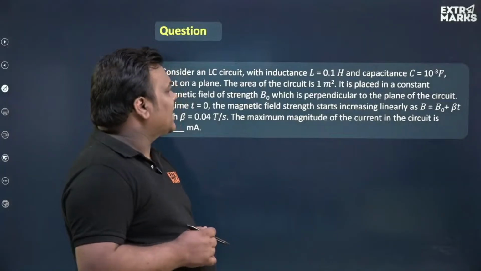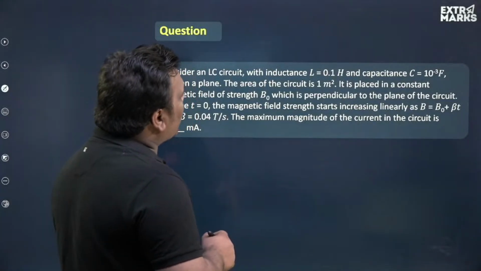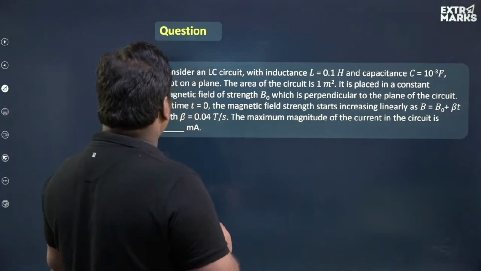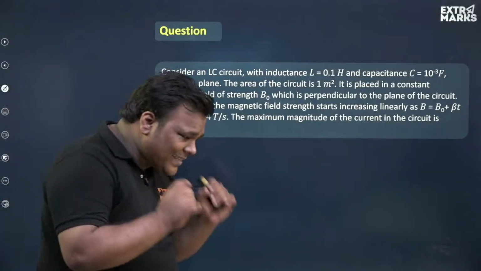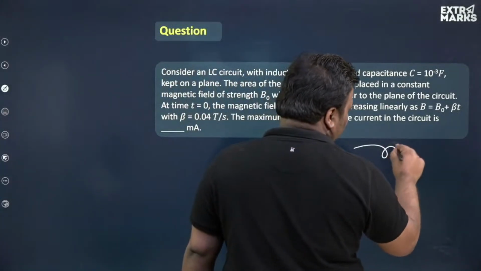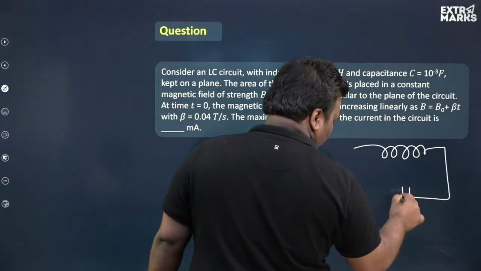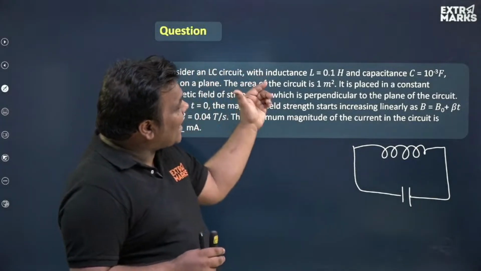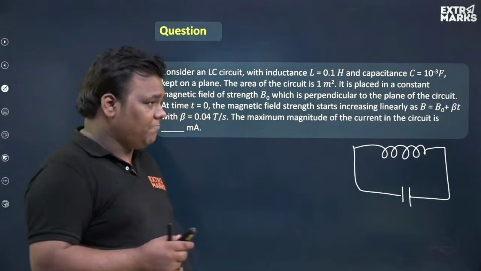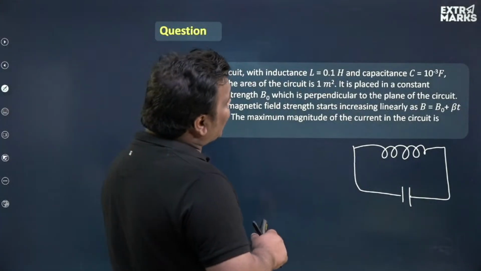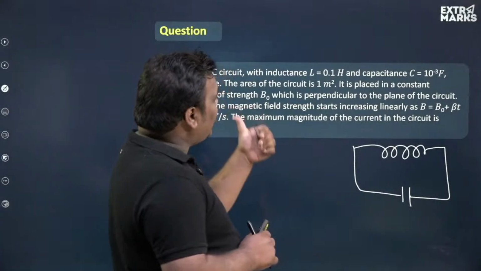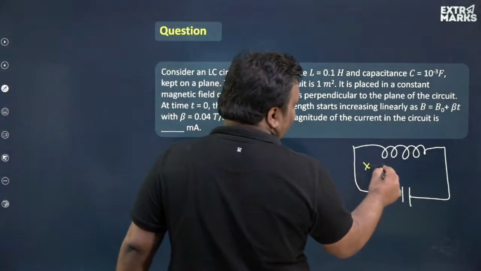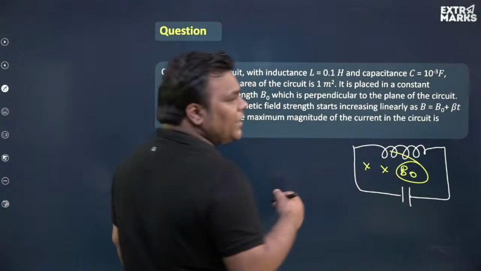Consider an LC circuit with inductance L is equal to 0.1 Henry and the capacitance C is equal to 10 raised to the power minus 3 farad kept on a plane. So basically I have an LC circuit. So first I need to draw an LC circuit, right? Then the area of the circuit is 1 meter square. It is placed in a constant magnetic field of strength B naught, which is perpendicular to the plane of the circuit.